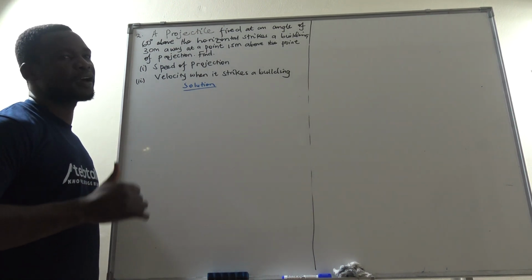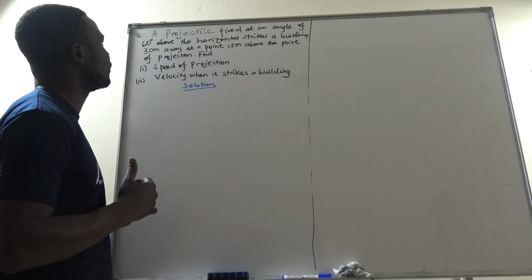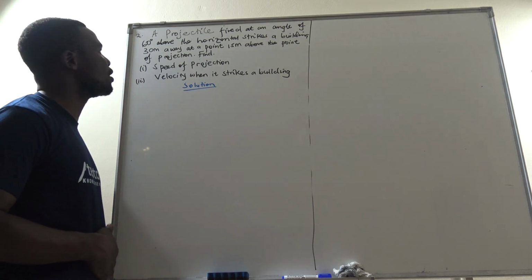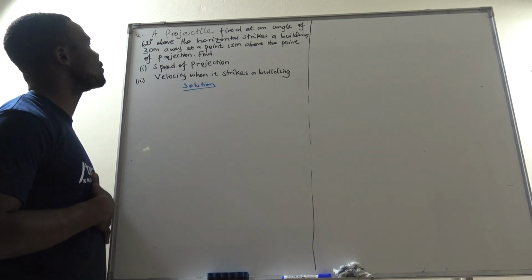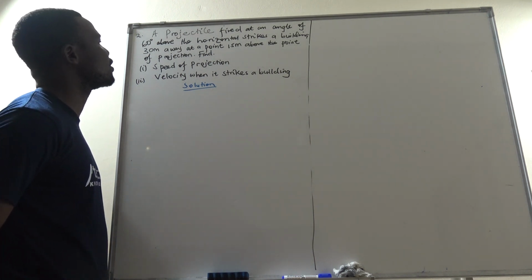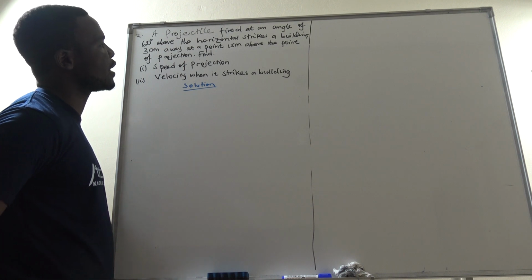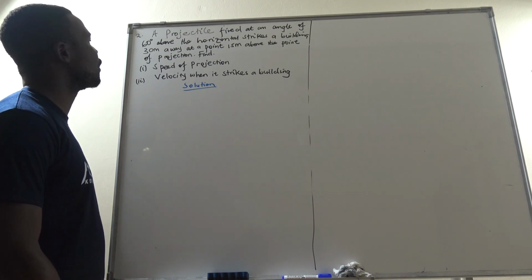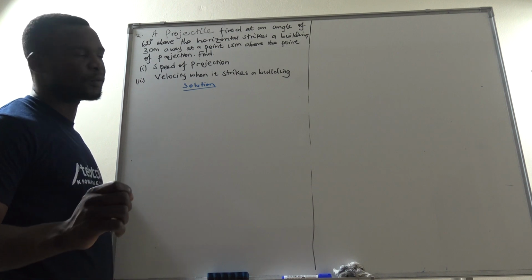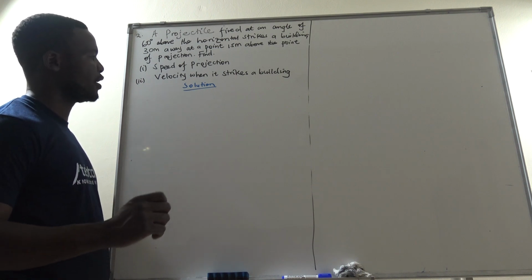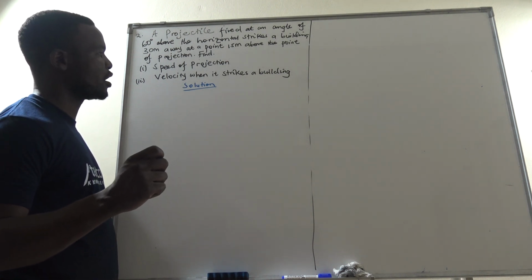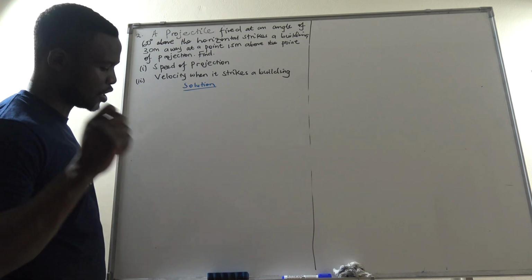In this video, we are going to look at a numerical problem to do with projectile motion. The question reads: a projectile is fired at an angle of 60 degrees above the horizontal, and it strikes the building 30 meters away at a point 15 meters above the point of projection. Find the speed of projection. They also say that we should find the velocity when it strikes the building.